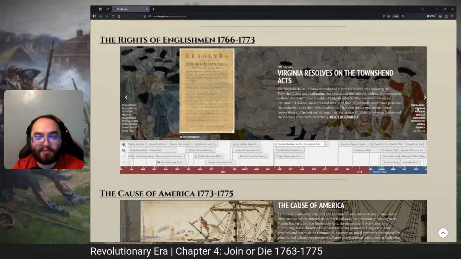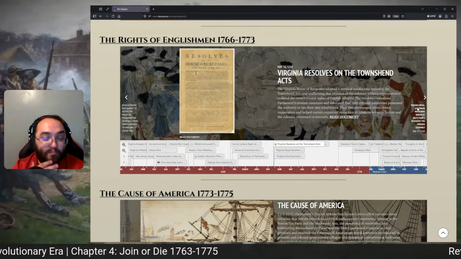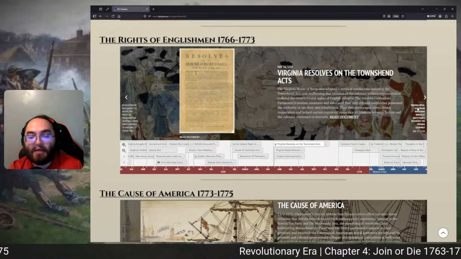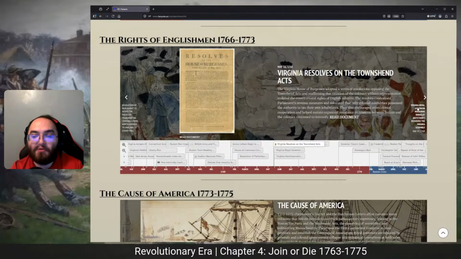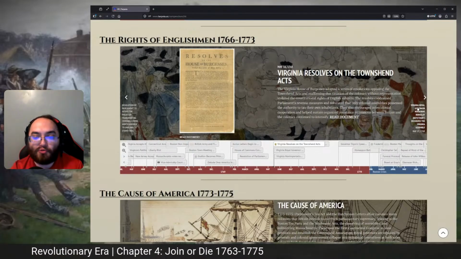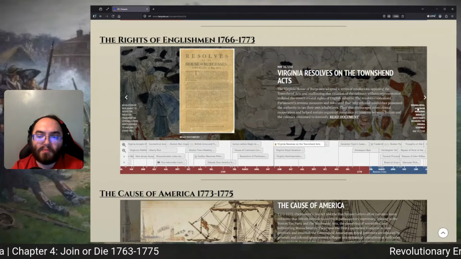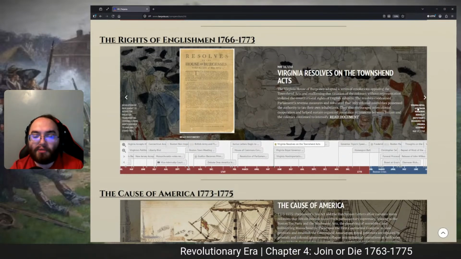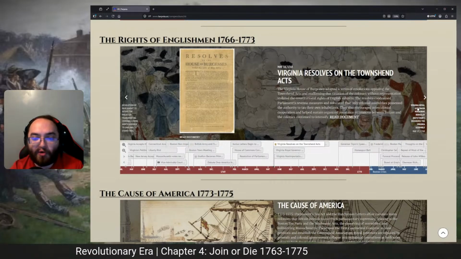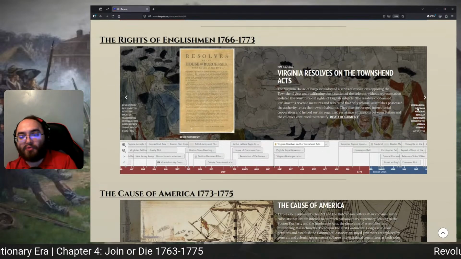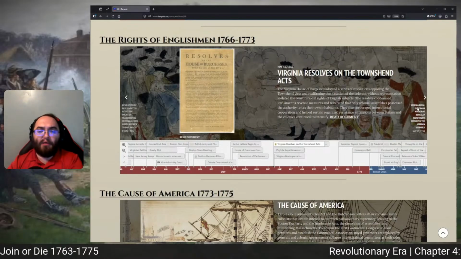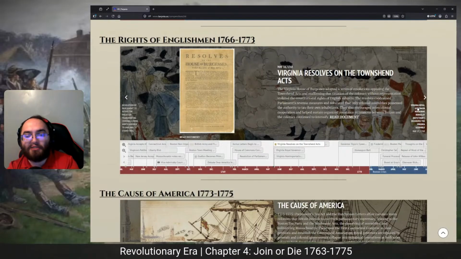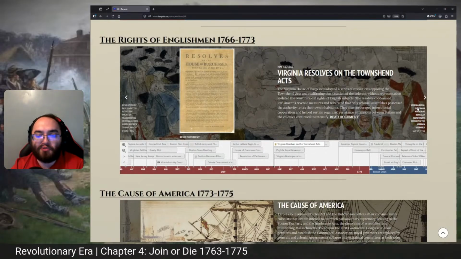Virginia resolves on the Townshend Acts. So this is Virginia's petition against the Townshend Acts. And again, this is reaffirming the idea of representation and constitutional rights of English subjects. The resolves condemned Parliament's revenue measures and reiterated that only colonial assemblies possessed the authority to tax their own inhabitants. They also encouraged intercolonial cooperation and helped sustain organized resistance as tensions between Britain and the colonies continued to intensify.